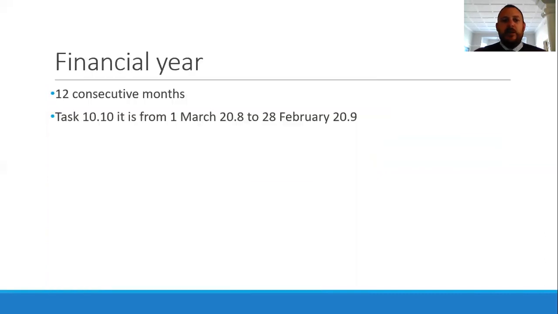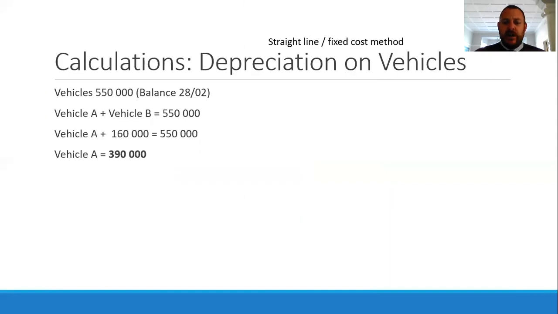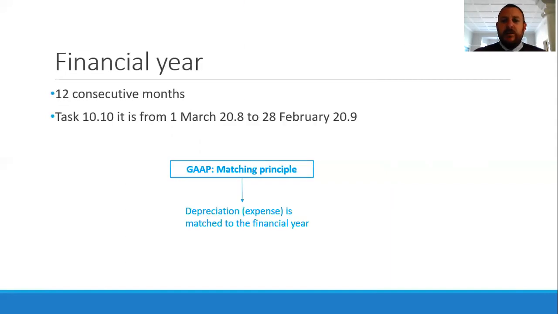Okay. A financial year, guys, again, I know it has been touched on, but it's 12 consecutive months. In this question, the financial year is from the 1st of March 20.8 through to the 28th of February 20.9. Okay. The GAAP principle that we're using here for this adjustment is the matching principle. And what that matching principle tells us is that we basically must match all our incomes and our expenses to that financial year. So the adjustment we're making here is on depreciation, okay, and that depreciation expense must be matched to the financial year that we are in.